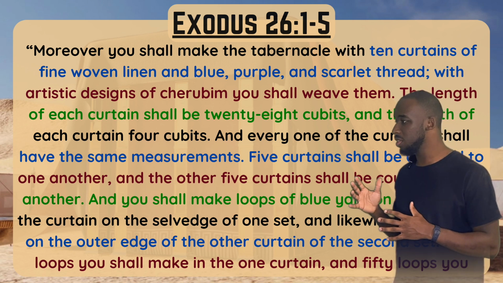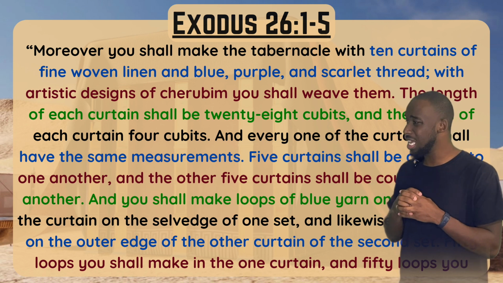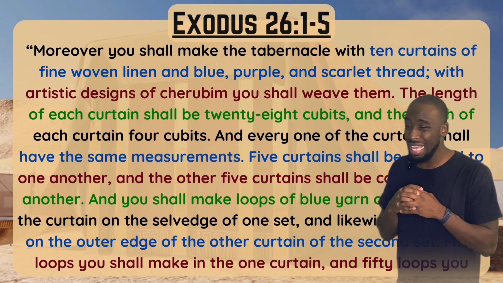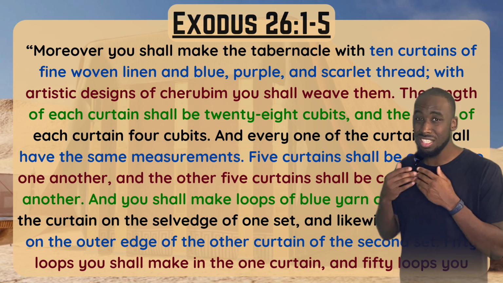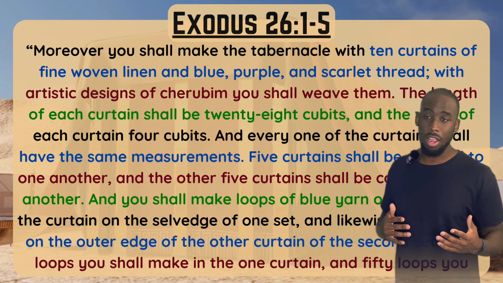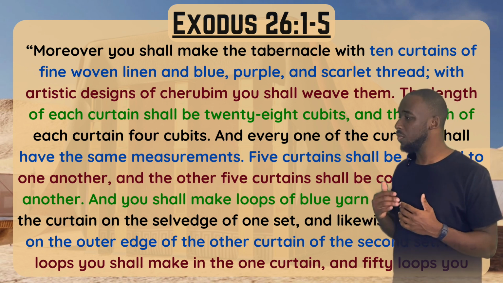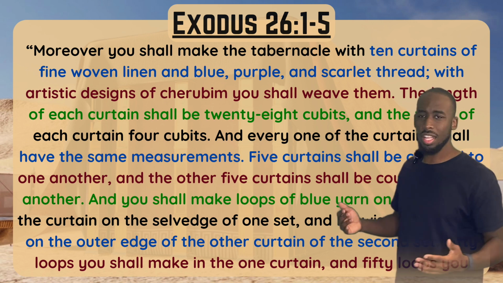There are about 5 curtains here, and they're not just coupled together with a safety pin, they're coupled together with some gold, with some bling. He's not sparing anything on this tabernacle. He's saying, this is for me, we're gonna go all out. Another cool word that I learned from reading these first 5 verses is selvage. Selvage just means the end or the edge of something. So I thought that was super cool.